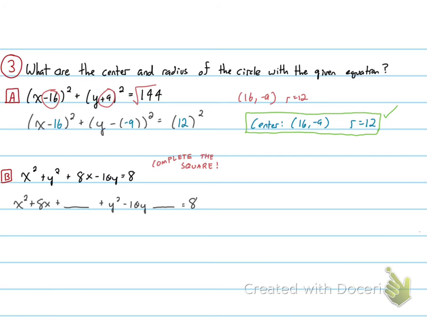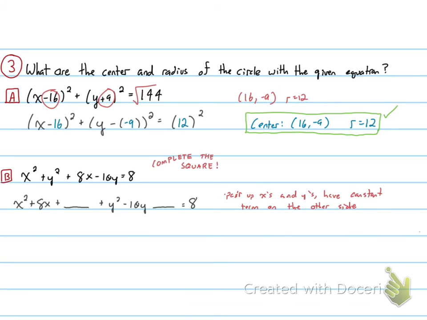First, I'm going to match up my x's and y's, and I'm going to make sure that the constant number is on the other side. Here, my 8 is already on the right side, so I don't have to do anything with it. I'm also going to leave a blank space because remember when you complete the square, you're adding this magic number to make it a perfect square binomial.